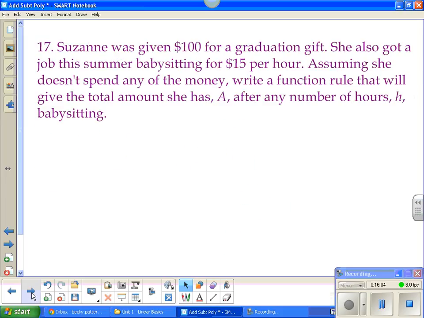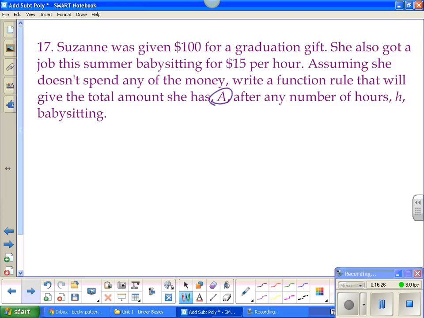Suzanne was given $100 for a graduation gift. She also got a job this summer and is babysitting for $15 per hour. Assuming she doesn't spend any of the money, write a function rule that will give the total amount she has, A, after any number of hours, H, babysitting.